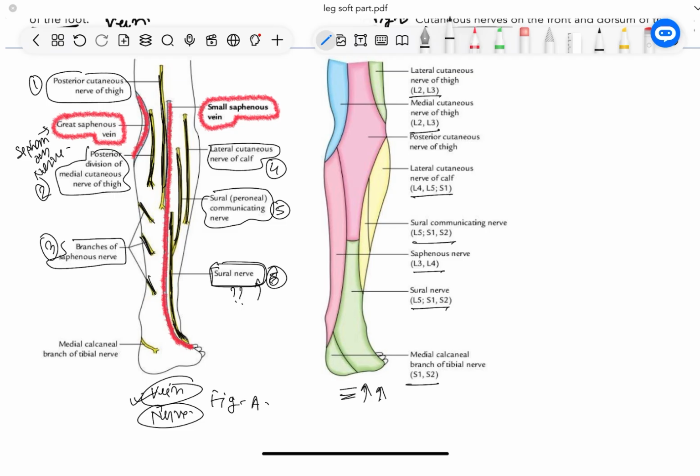The root value here is not that important, but the main important thing is the area of distribution. If the examiner asks you, for example, that on the medial aspect of the leg the sensation is lost, you have to remember which nerve is involved. The nerve is the saphenous nerve. Such types of questions can also be asked in MCQs.